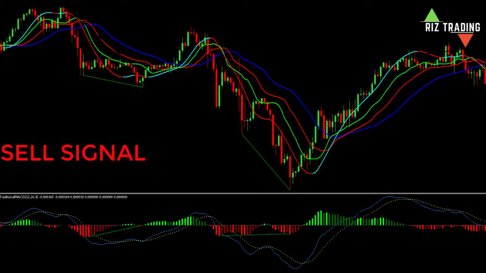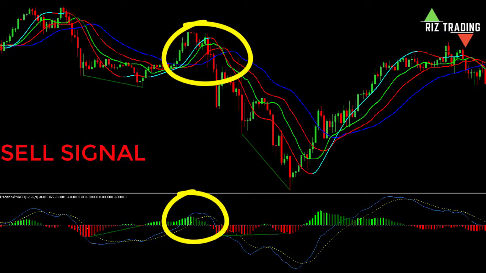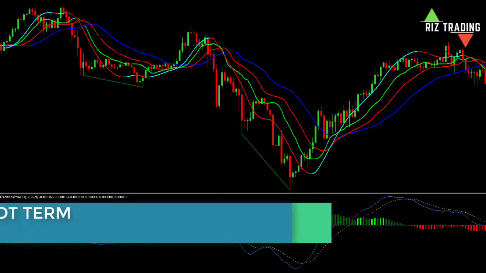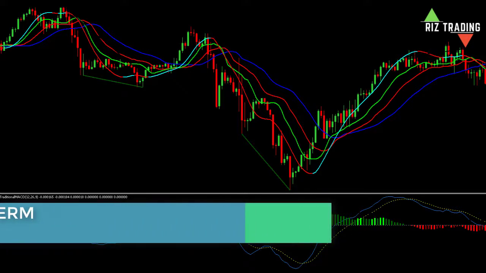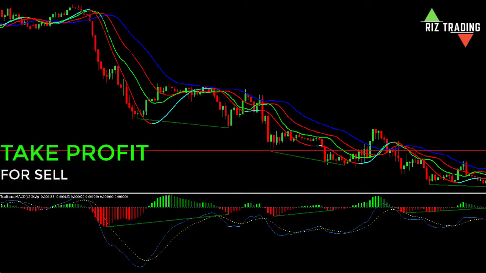Sell signal. If the blue line of the alligator indicator intersects the other two lines, which are the lime and red line, top downwards, and it also crosses the green line of the Hull moving average, and if the blue line of the two-line MACD indicator breaks above the zero level, price is said to be pressured lower and triggers the sell signal. Stop loss for sell. Place stop loss above the short-term resistance. Suggested take profit for sell.